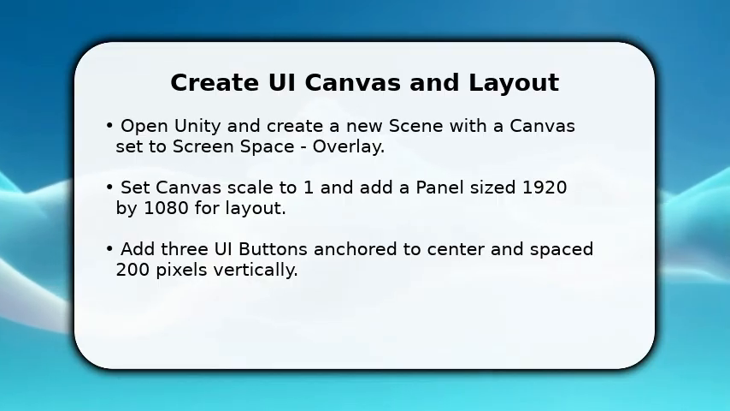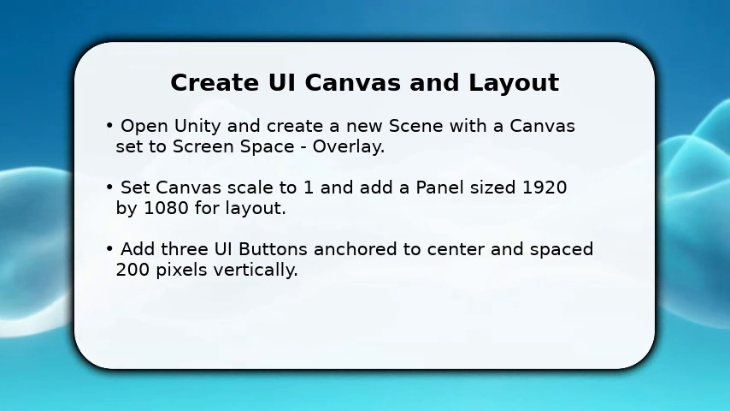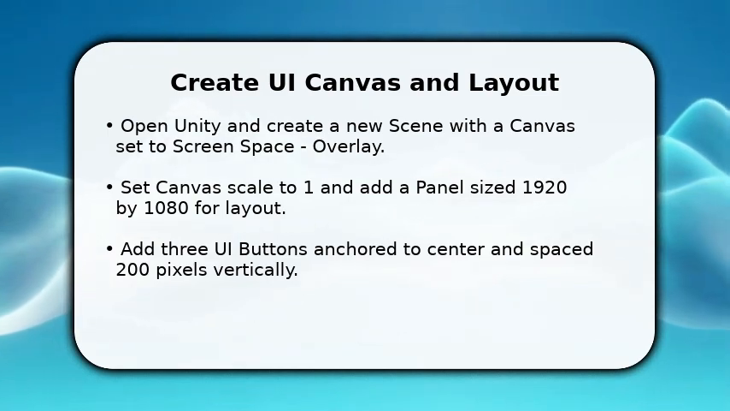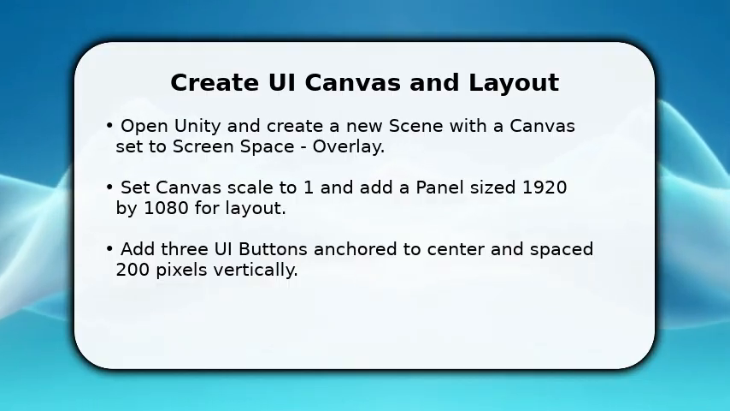Add 3 UI buttons and position them anchored to center. Space the buttons by 200 pixels vertically to create clear separation. Name buttons Start, Options, and Quit for clear intent and scripting later. Save the scene as Start Menu Scene to avoid data loss.